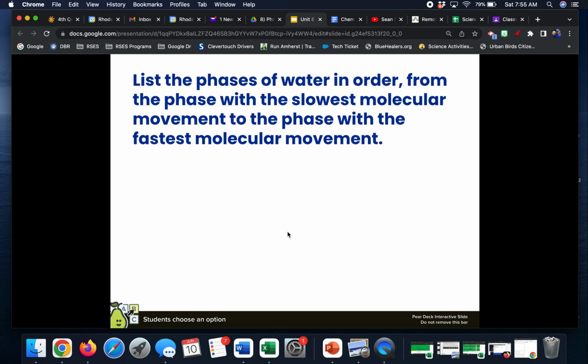Again, you're not doing Pear Deck, you're listening to me teach, but pause when you see these and think. It says list the phases of water in order from the phase of the slowest movement to the phase with the fastest. Hopefully you said, well, solid would be ice, so that's going to be the slowest movement. Liquid water would be the second, and steam, which would be the gas version, is the fastest moving.